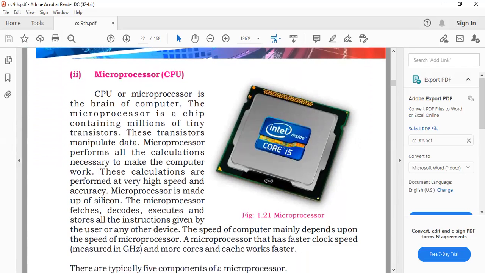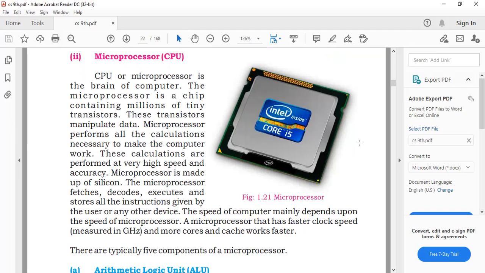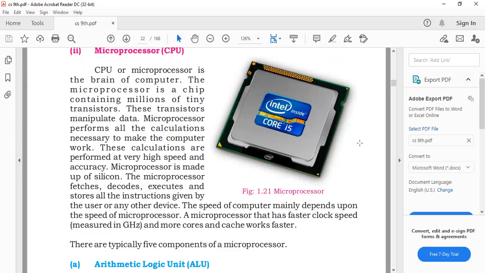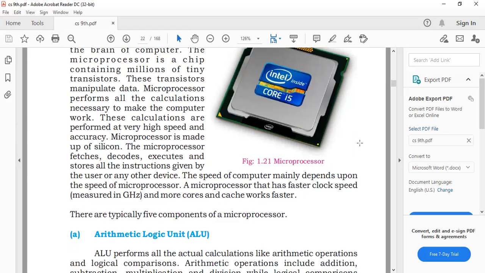This is the brain of the computer, and the microprocessor is like a chip which contains millions of tiny transistors. What these transistors do is manipulate data and send that data. These transistors are there to manipulate your data. The microprocessor's function is to do the calculations which are necessary for the computer to work. These calculations are done at a very high speed and accuracy. Accuracy means something which is exact and has no error.